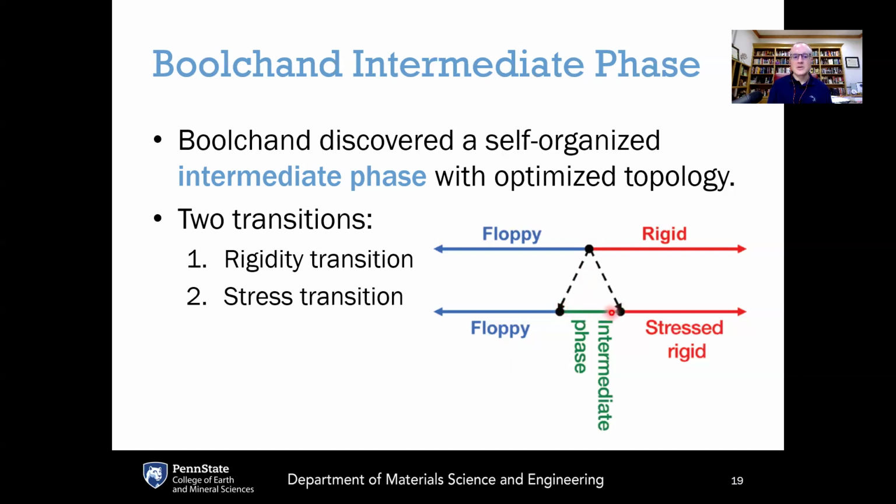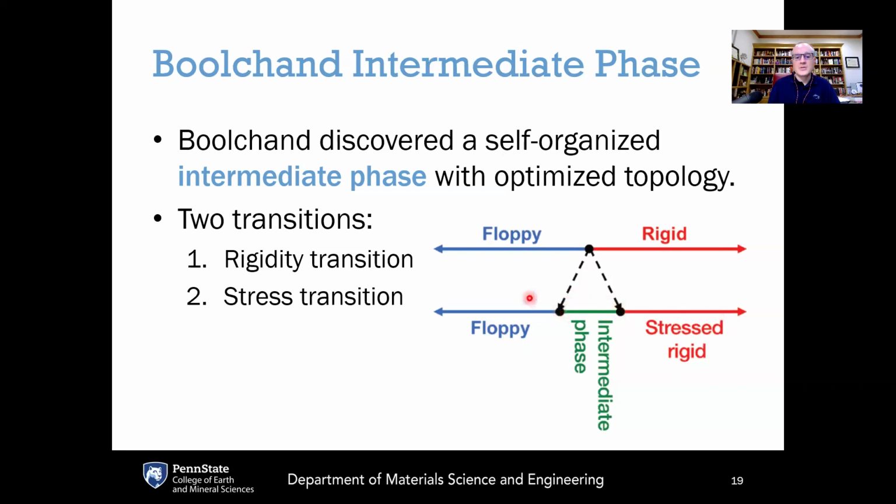And it's not until you get past this stress transition that the number of rigid bond constraints becomes so large that the structure can no longer accommodate it. And so the stress transition indicates the crossover from having an isostatic stress-free glass network in the intermediate phase to then having so many constraints that the system simply cannot relieve the stress. And when you start to get that buildup of stress, that's where you have the stressed rigid network.